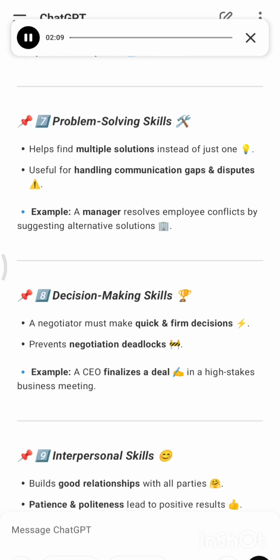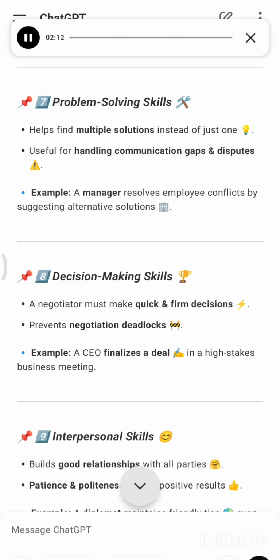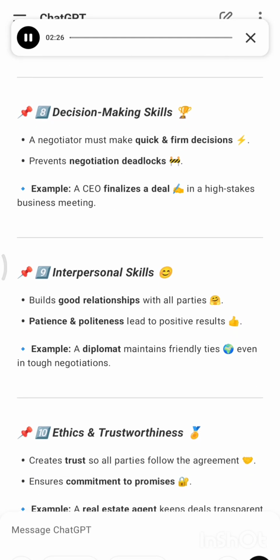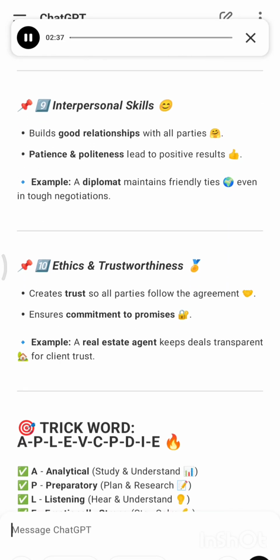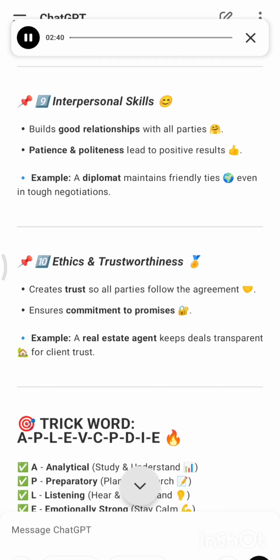8. Decision-making skills. A negotiator must make quick and firm decisions. Prevents negotiation deadlocks. Example: a CEO finalizes a deal in a high-stakes business meeting. 9. Interpersonal skills. Builds good relationships with all parties. Patience and politeness lead to positive results. Example: a diplomat maintains friendly ties even in tough negotiations. 10. Ethics and trustworthiness. Creates trust so all parties follow the agreement. Ensures commitment to promises. Example: a real estate agent keeps deals transparent for client trust.